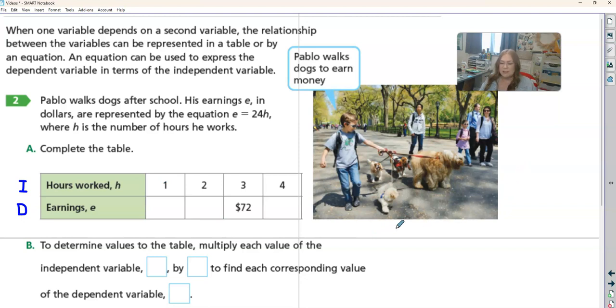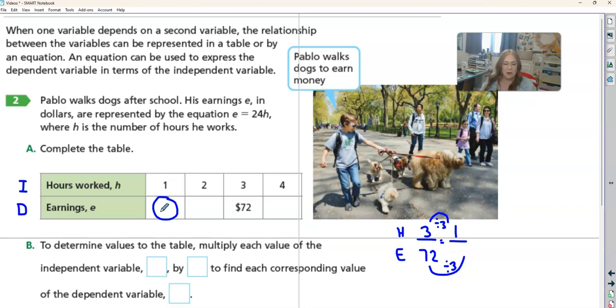So out to the side, somewhere on your paper, we have hours and we have his earnings. So if he works 3 hours, he made $72. We want to know how much he makes in 1 hour. So how do I get from 3 to 1? I divide by 3. So I need to do 72 divided by 3 to go right here. So I want you to do that math, 72 divided by 3, put your answer here.